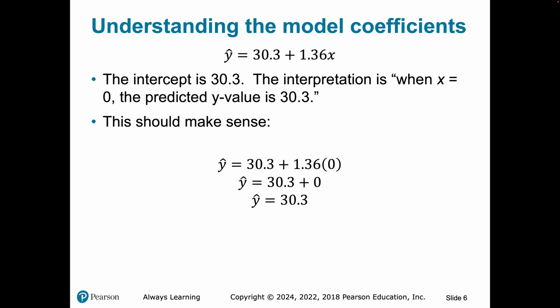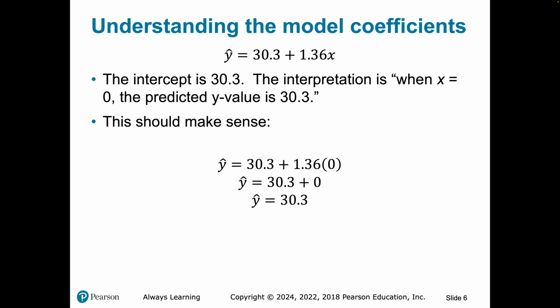Now, understanding the model coefficients, let's say just for example that we have y hat equals 30.3 plus 1.3x. The 30.3 is our intercept. It is extremely important that you understand the interpretation. And I'm pretty picky on interpretations when you're a student of mine. I expect your interpretation to be exactly like mine. I know, it's not cool, but it is what it is.